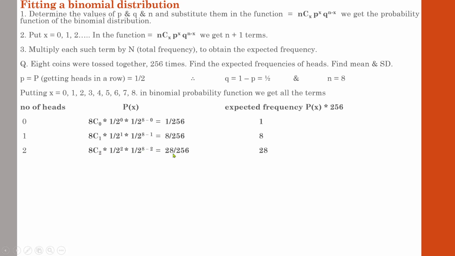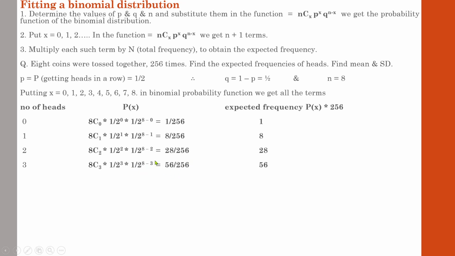You get 28 by 256. If you multiply 256 with this one, you will get 28. So you have got the expected frequency if you are getting two heads. Next one, three heads. Same pattern: 8C3 into 1 by 2 raised to 3 into 1 by 2 raised to 8 minus 3, that is equal to 56 by 256.